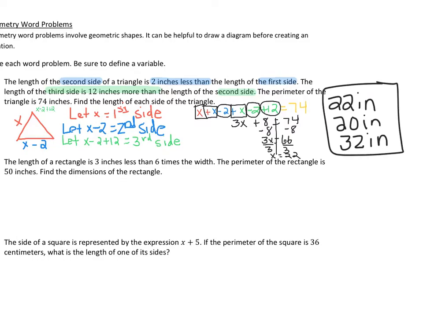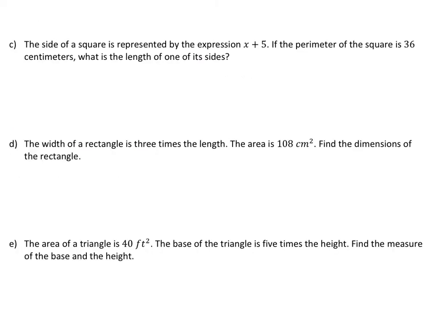Let's look at letter C. The side of a square is represented by the expression x plus 5. If the perimeter of the square is 36 centimeters, what is the length of one of its sides? Okay, so we have a square, and what's unique about squares is that all four sides are the same. So if this is x plus 5, all other sides are x plus 5. Now, it gave us the expression x plus 5, so we do not have to write a let statement.